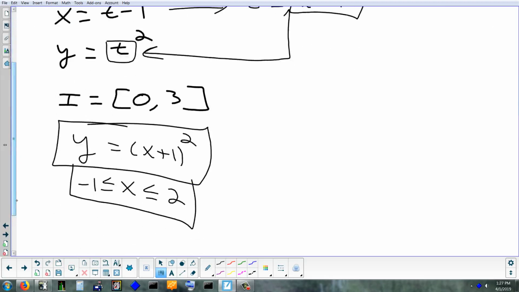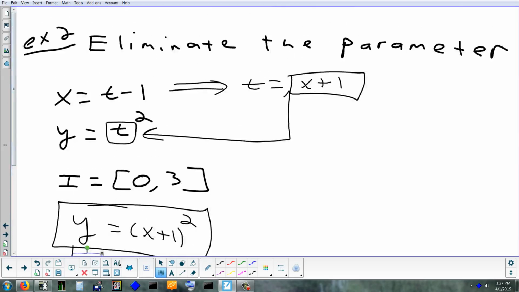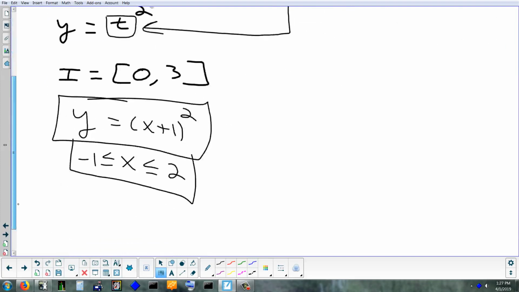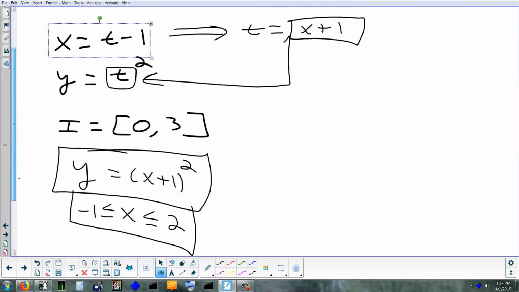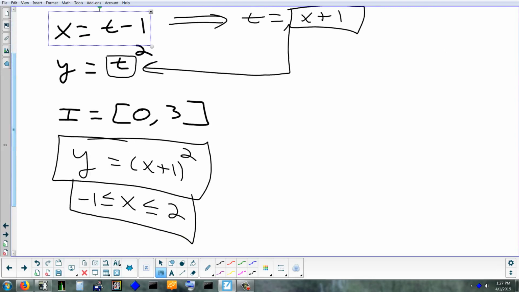Any questions on how we figured out the formula as a function and how we figured out the interval over which to graph it? Yes? How did you know it was negative 1? Because when I plug in 0 for t, I get 0 minus 1. So yeah, that's how it works.